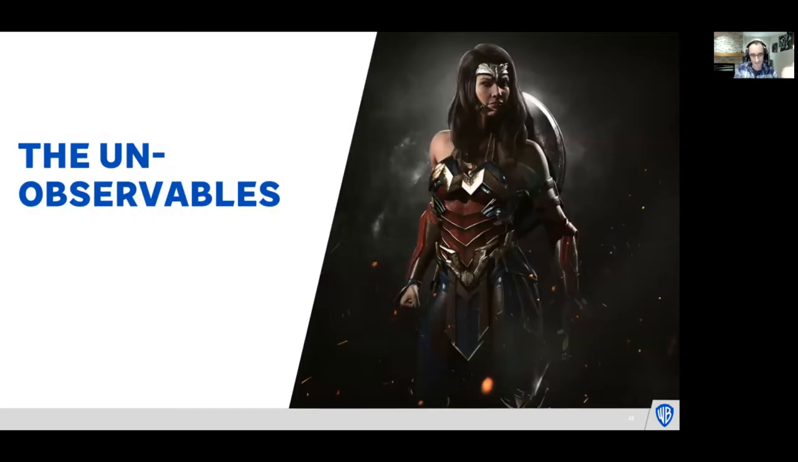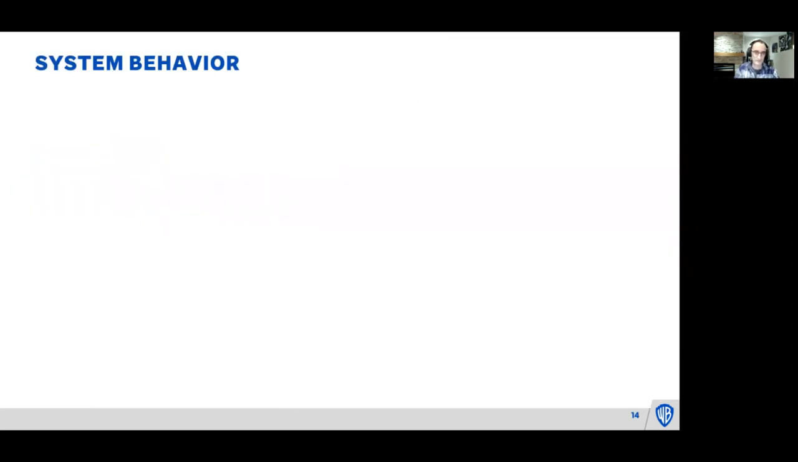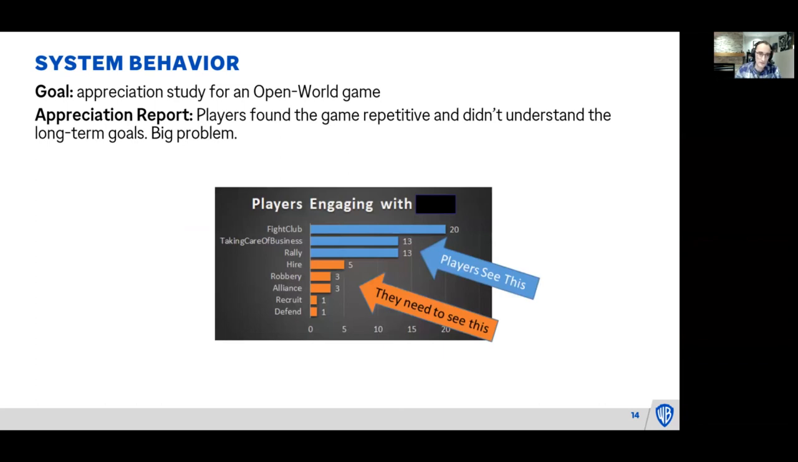So, that's the theory. Let's get into some examples from our last 5-6 years of working with user research. So I talked about system behavior, and this is a really interesting one. In an open world game, we had an appreciation study, and the report said something like that the game is repetitive and players didn't really understand the long-term goals. That sounds like a big problem. What do we do?